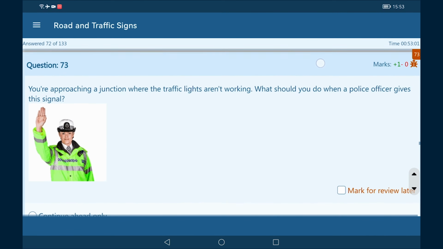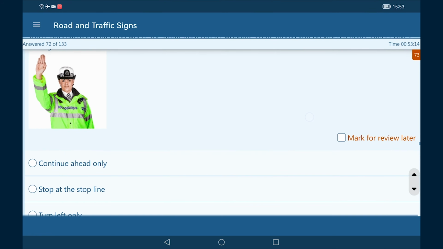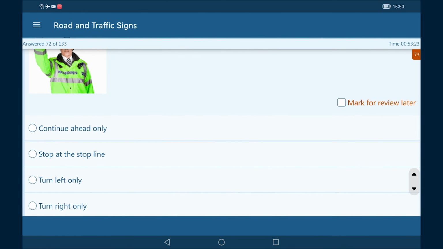Question 73. You're approaching a junction where the traffic lights aren't working. What should you do when a police officer gives this signal? Option 1. Continue ahead only. Option 2. Stop at the stop line. Option 3. Turn left only. Option 4. Turn right only. The correct answer is option 2, that is, stop at the stop line.